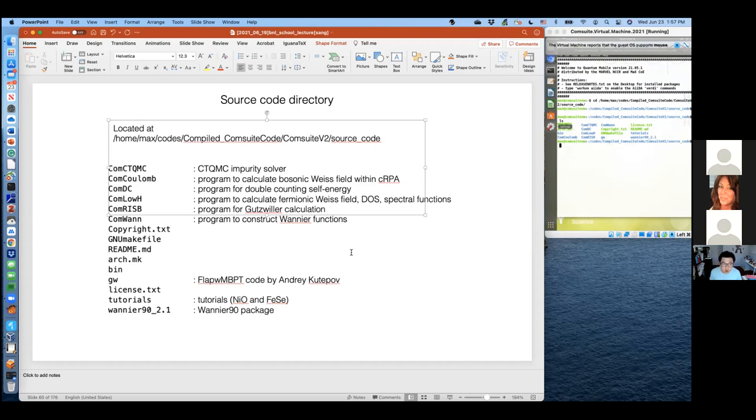So one of the roles of the COM low H is, as you said, it just interpolates the LQSGW band structure. But at the same time, it also calculates the fermionic bias field, which is related to the hybridization function and impurity level. And it also plays a role in the density of states calculation as well as the spectral function. Did I answer you, Wei-Yi?